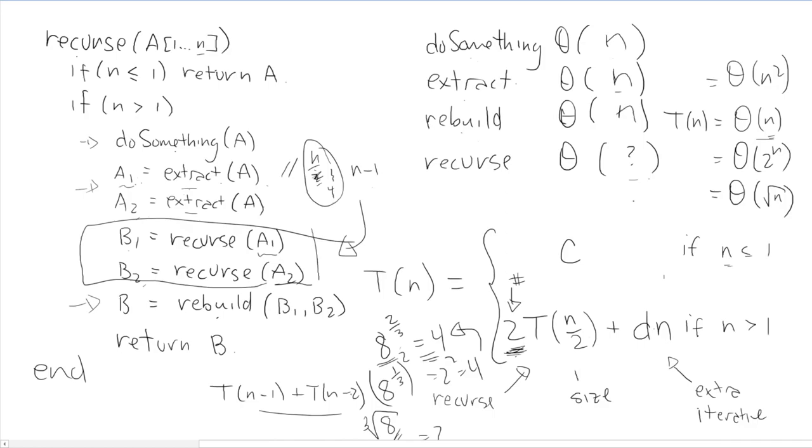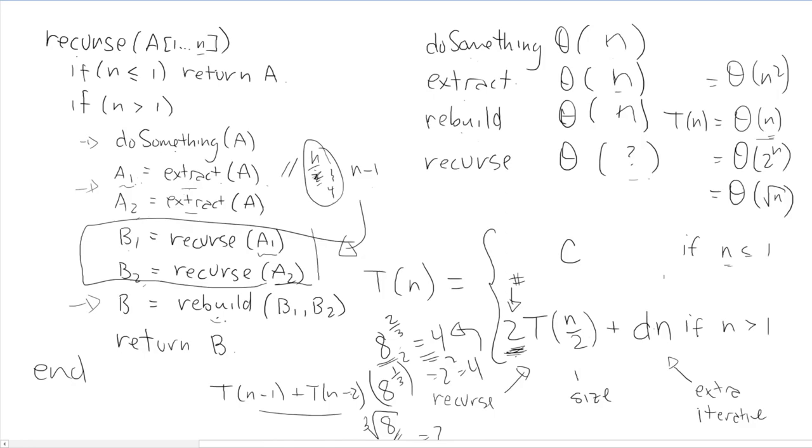Okay, I said the other one I might look at is quicksort. The only thing I wanted to say about quicksort is that we do have to extract them. Remember, that's that pivot operation. Where we say, are you less than or greater than this pivot? If you're less than, go in this pile. If you're greater than, go in this pile. That extraction operation is necessary and it's going to be n, but we have no rebuild in quicksort necessarily.